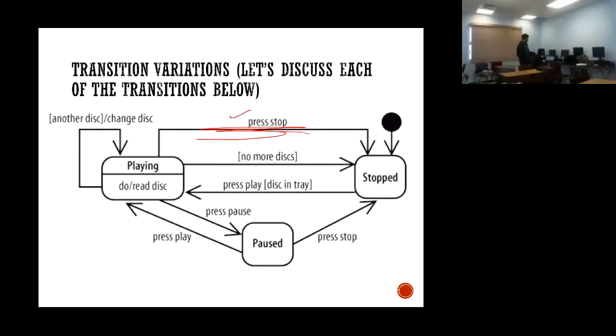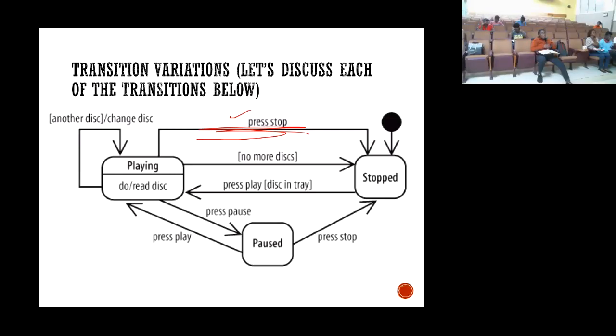Anybody? Press stop, or explain that transition. Anybody here? Explain the play state and the transition to the stop state via the press stop. Okay, so it means that if you're in a play state, there's something happening during the play state, and that is reading the disk, right? You know that once you're in the play state, it means that the disk is being read. It also means that if somebody presses stop, you're going to change the state from playing to stop.